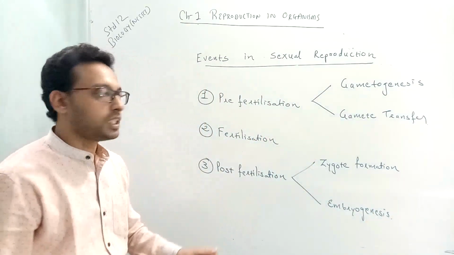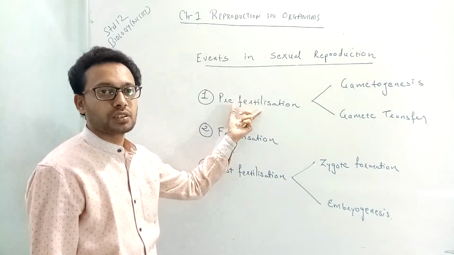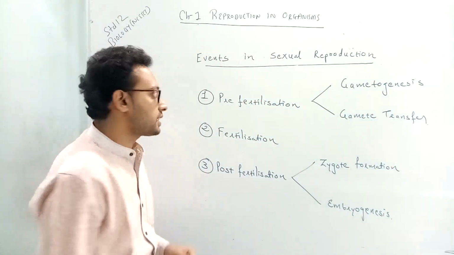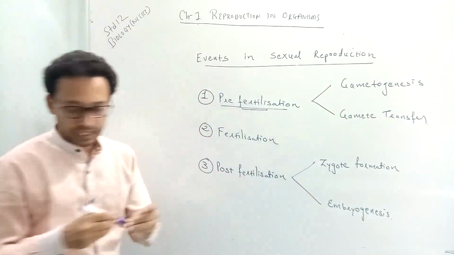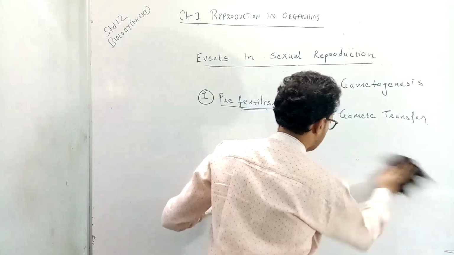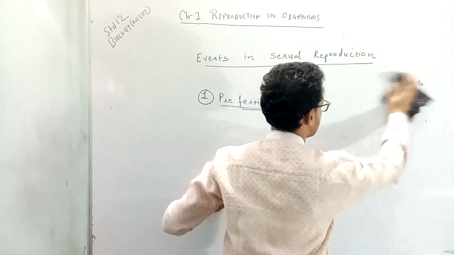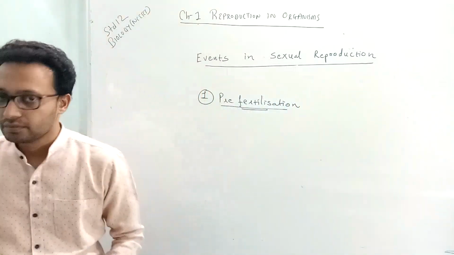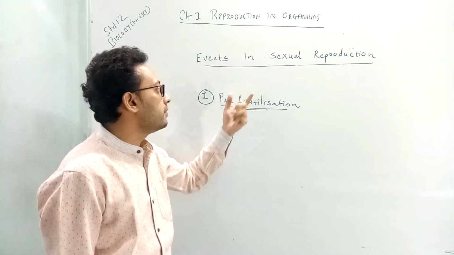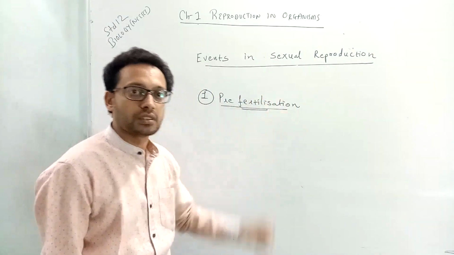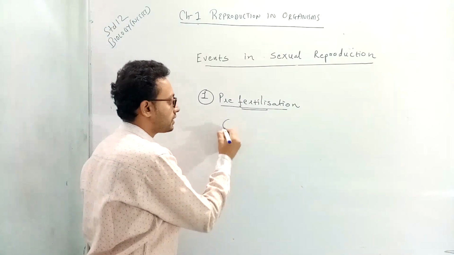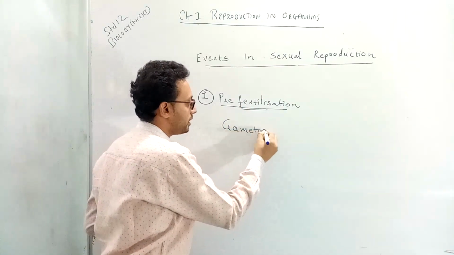Clear? Today we will mostly focus on the first event, pre-fertilization. Even in pre-fertilization, we focus on gametogenesis. So let's start with the first event, pre-fertilization. What is a pre-fertilization event? These are the events which occur before fertilization. As you already know, it involves the first step, what we call gametogenesis.